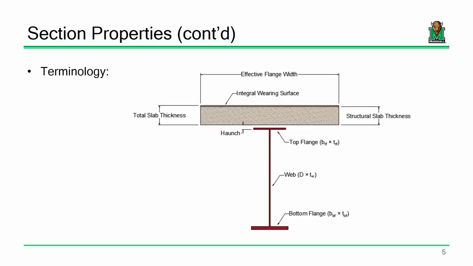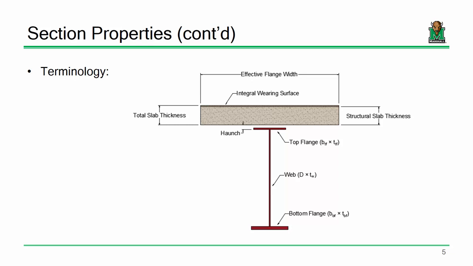Okay? So let's start off with the terminology. I'm going to take a little bit of time to make sure we're digesting what's going on in this slide. I prepared this just to illustrate some general quantities and some general terms that I'm going to use throughout the semester so that we're all speaking the same language and we understand what's going on. Let's start off by talking about the beam, the actual steel beam.